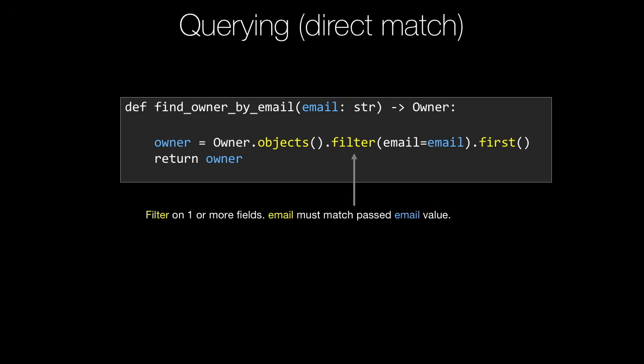Now, this would return potentially a bunch of owners, but we don't want a bunch of owners. We want the one that we know matches this email. So we can say dot first, and it'll give us the one, or at least the first item to match. If there's no match, we get none back. We don't get a crash or anything like that.